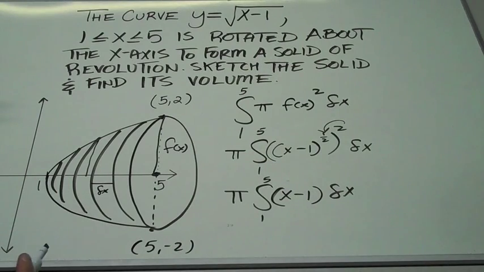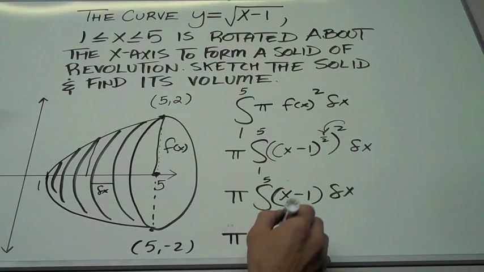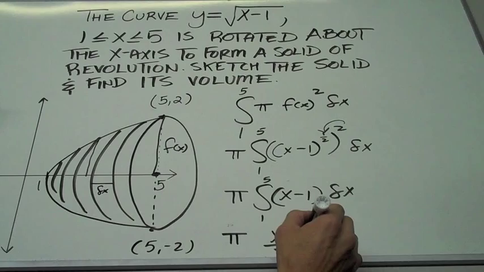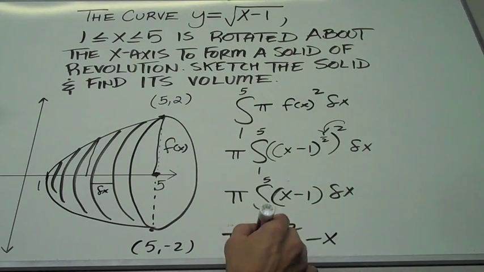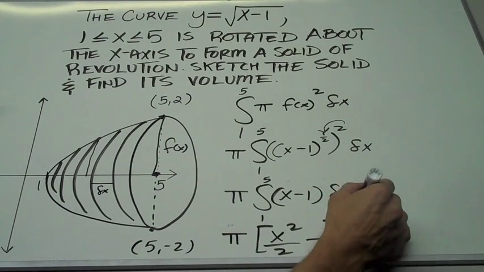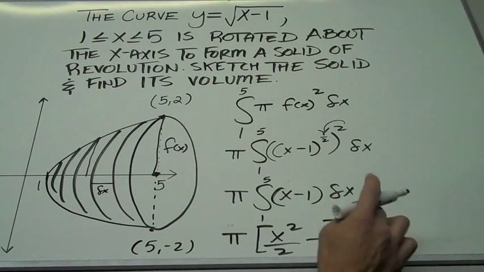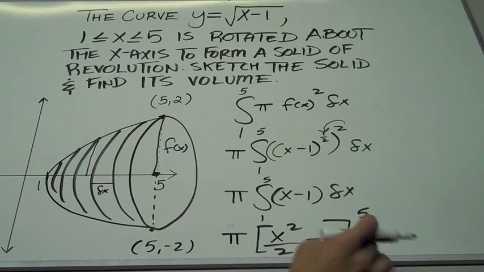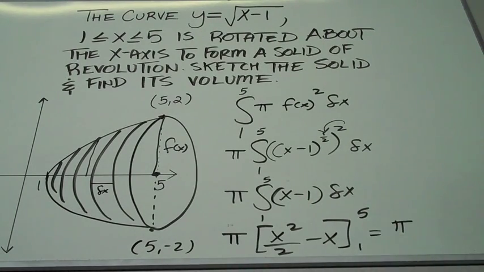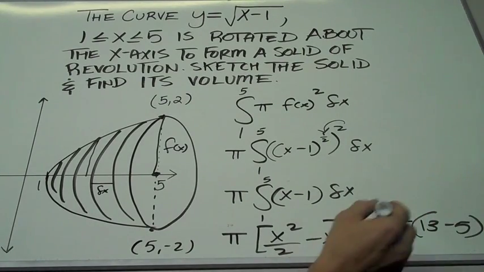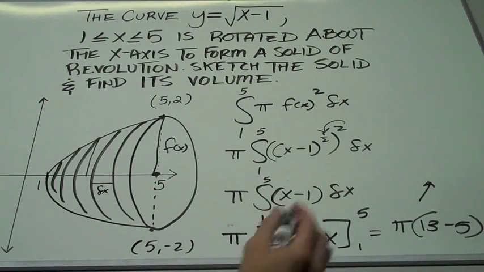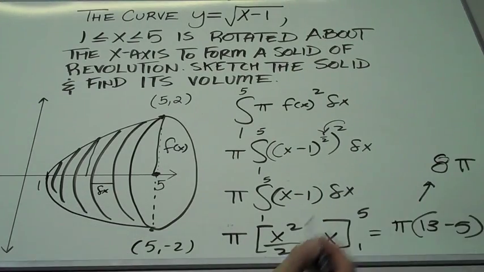Now you have to know how to integrate that. You'll get pi times x squared divided by 2 minus x, and I'm going to evaluate this from 1 to 5. When I do this out, if I plug the 5 in there, minus, and I plug the 1 in there, I get pi times the values 13 minus 5. And ultimately, this is going to leave us with an answer of 8 pi. 8 pi, what kind of units do we have? Cubic units, because we're talking about volumes.